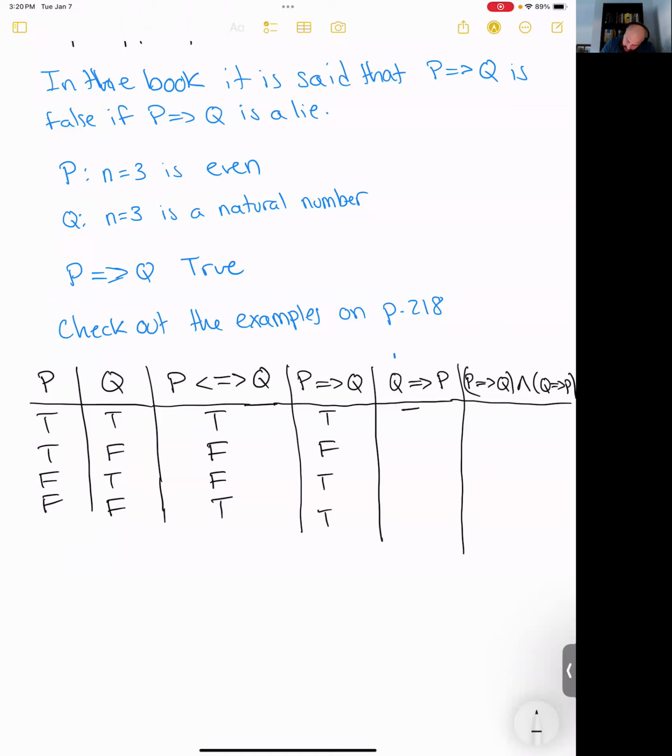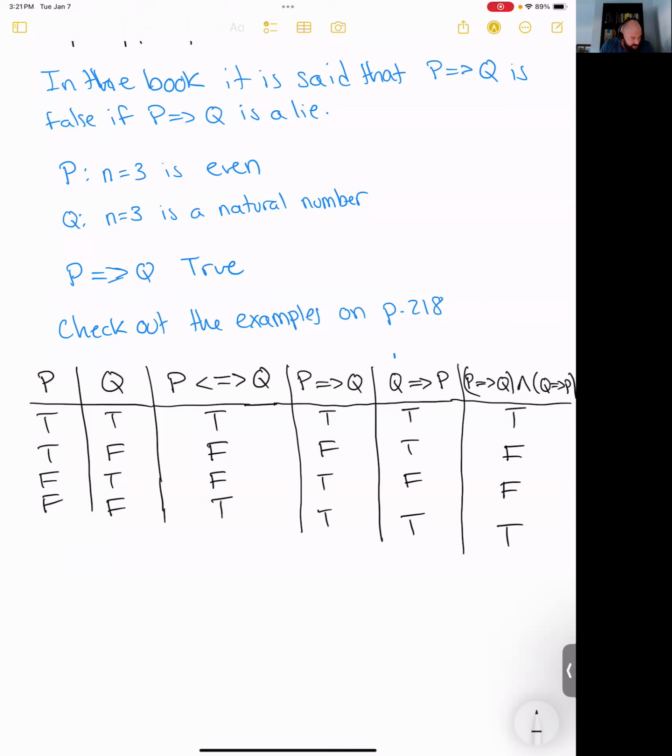This one is going to be true, true, false, true, right? Because again, it requires a true start to lead to a false conclusion. And so in this case, Q implies P is false in the third row. And then when I "and" these two things, I just use the property of ands. The only way it's true is if they're both true. So this is true, false, false, true.